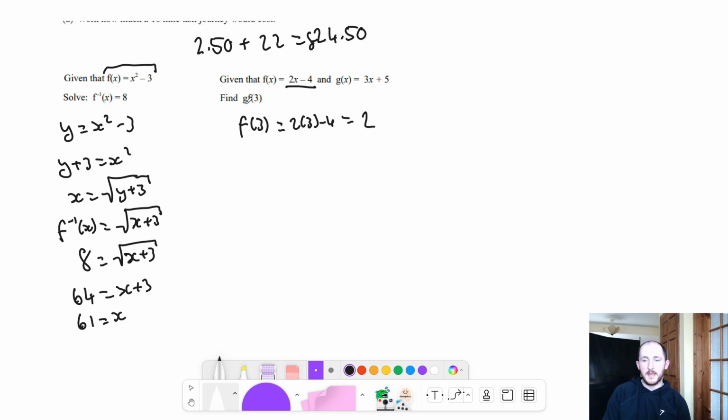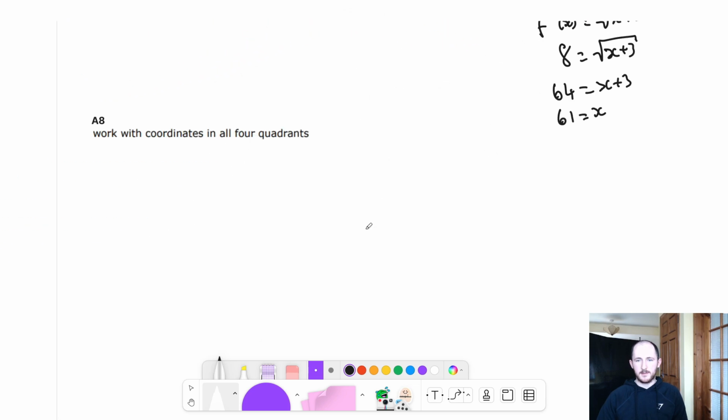So gf of 3 is equal to g of 2, because I've worked out what f of 3 is, and I'm going to sub it into g. So 3 times 2 plus 5. So that's 6 plus 5, which is 11. Cool. Easy as pie, hopefully.